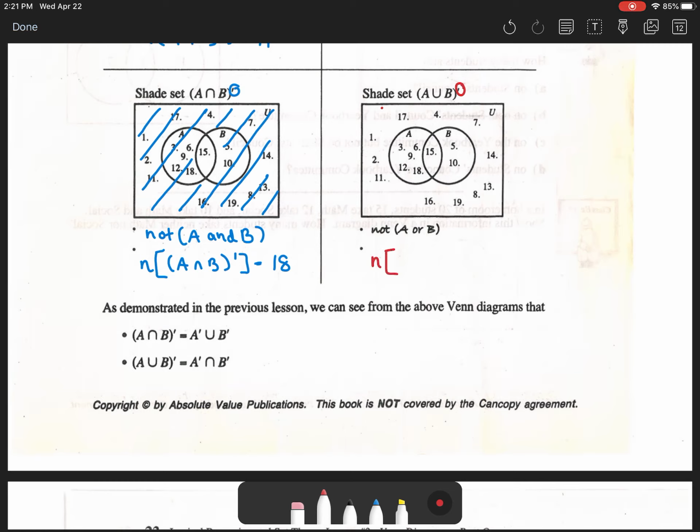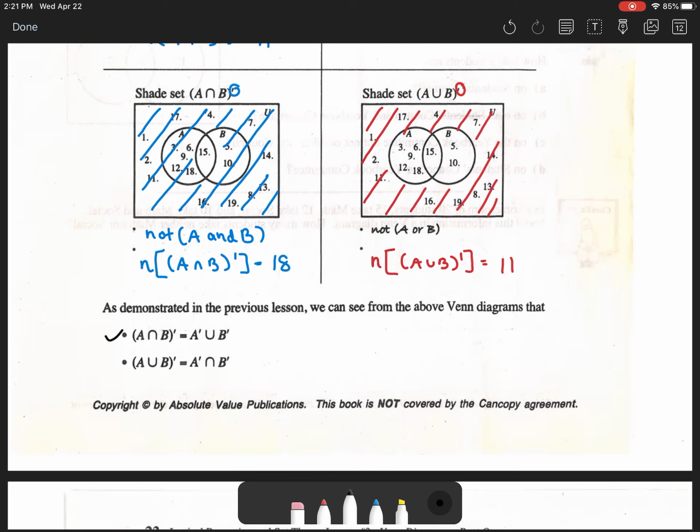Next one, this is not A or B. So think about what A or B was, and then I want the opposite of that. So again, they've written it out not A or B, then I would want the number of elements in not A or B. A or B would be the two circles fully shaded in, so I want not that, so it's going to be everything outside of those two circles. So in that case, the number of elements is 11.